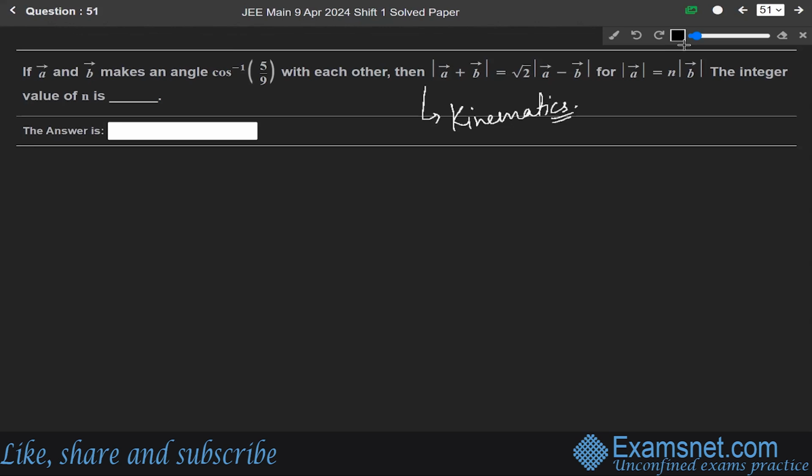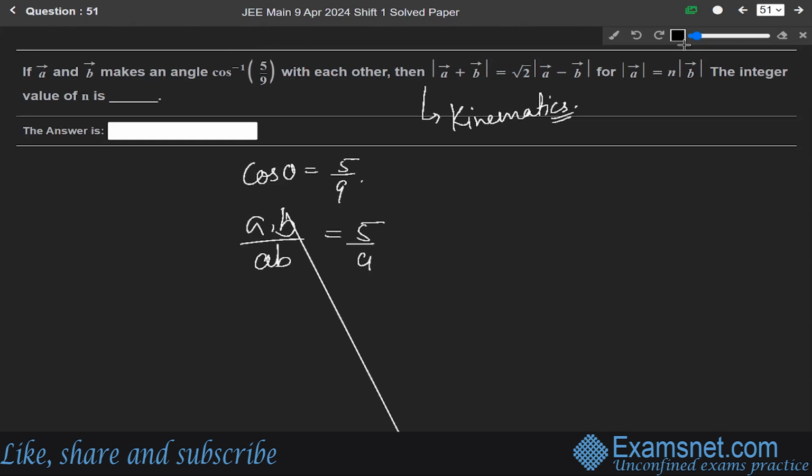We are given cos inverse 5 by 9, which means cos theta equals 5 by 9. And we know that for cos theta, we can write the dot product A dot B over AB, equal to 5 by 9. Since we know that for sine theta we use the cross product, and for cos theta we always use the dot product, A dot B over AB equals 5 by 9.